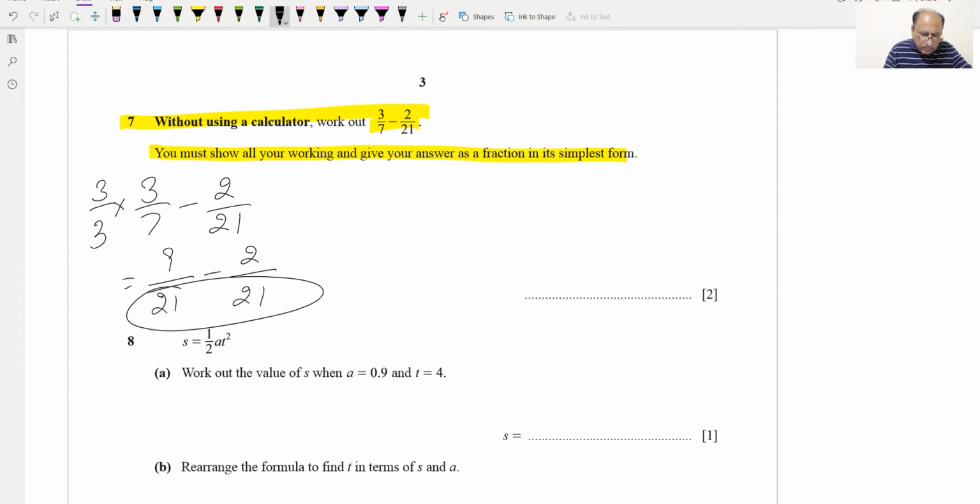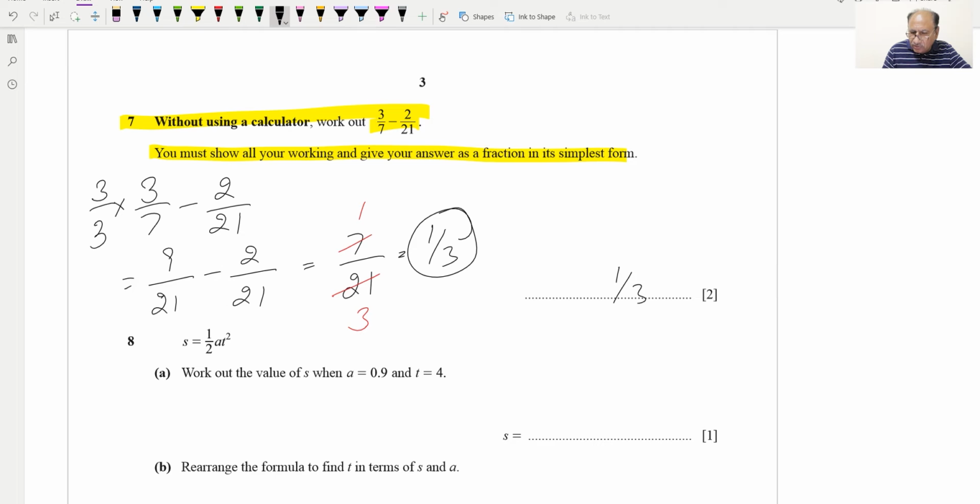Now the denominators are the same, so we can subtract the numerators: 9 minus 2 will be 7. So 7 by 21, which can be further simplified. 7 ones are 7 and 7 threes are 21. So this will be equal to 1 over 3, which will be our final answer, which we can write over here, and this is for 2 marks.